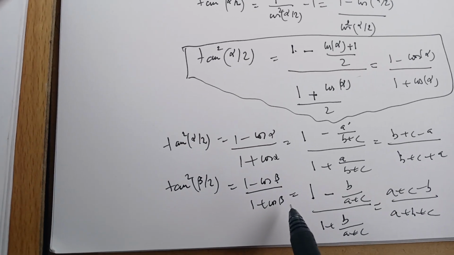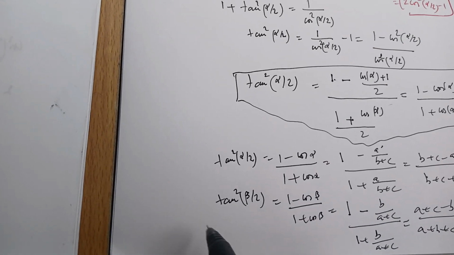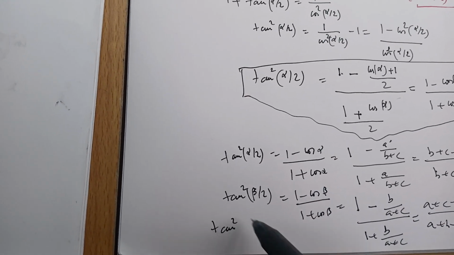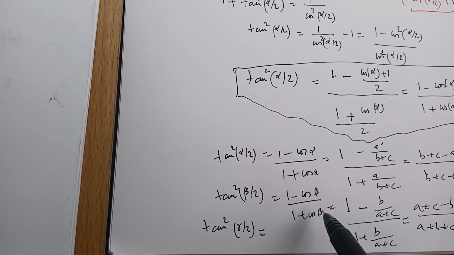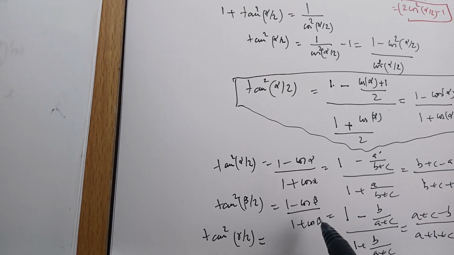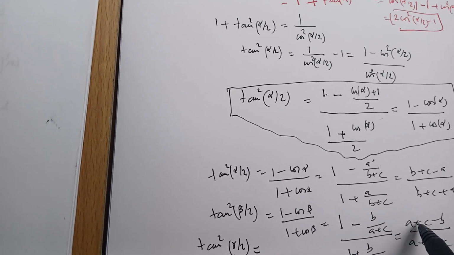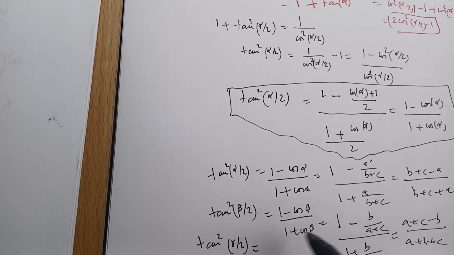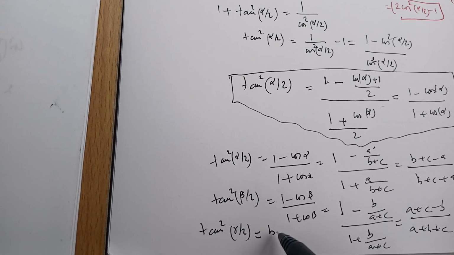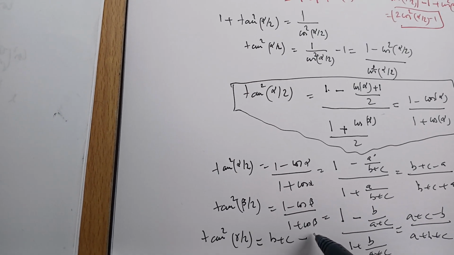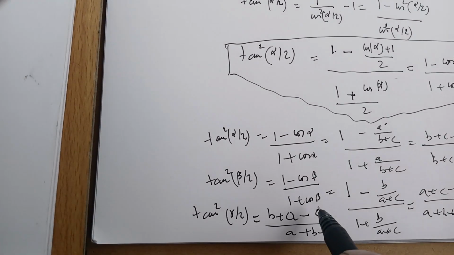Okay. And the final result is tangent squared of gamma over 2. It's gonna give me the same thing. So here I have b plus c minus a, plus c minus b. The final one left is b plus a minus c. So it's b plus c minus b plus a minus c over a plus b plus c.